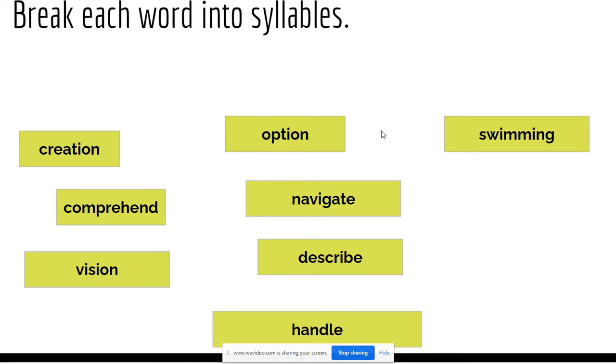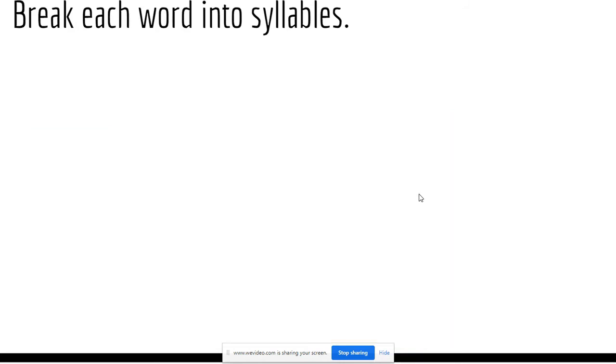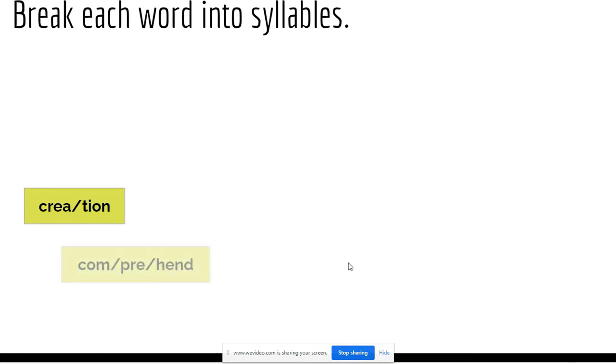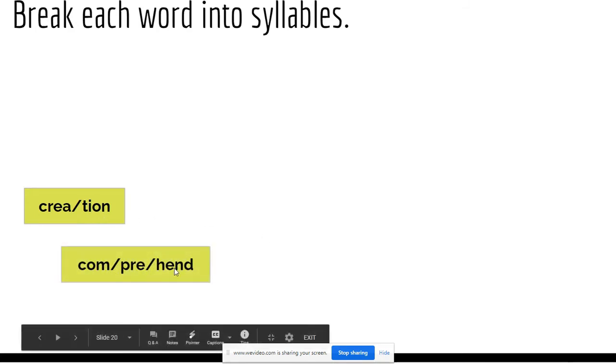Now there's one last thing I want you to do. Now I want you to take the time to break each word into syllables. I want you to pause the video while you take the time to do that. Now that we're back, let's talk about how these words each broke into syllables. Well, I've got creation. Remember, T-I-O-N is what we call a final stable syllable. It never breaks apart.